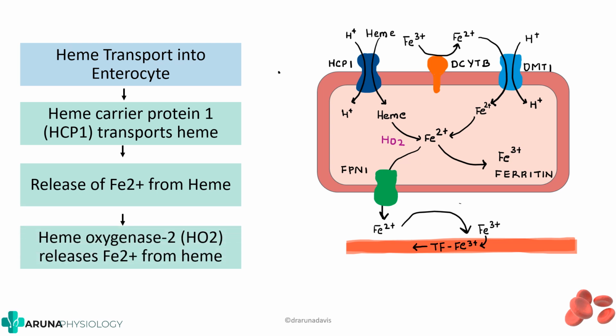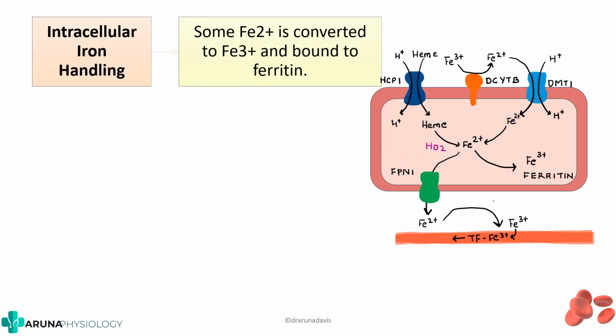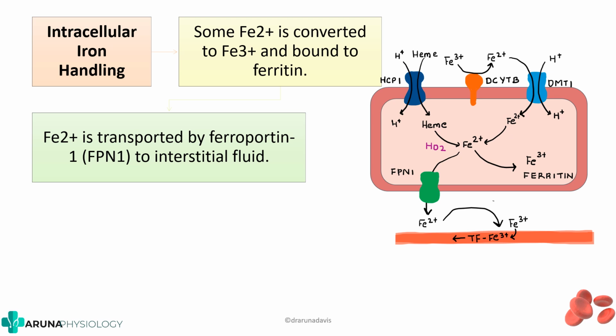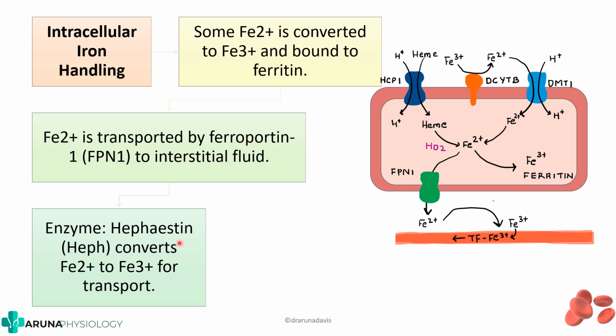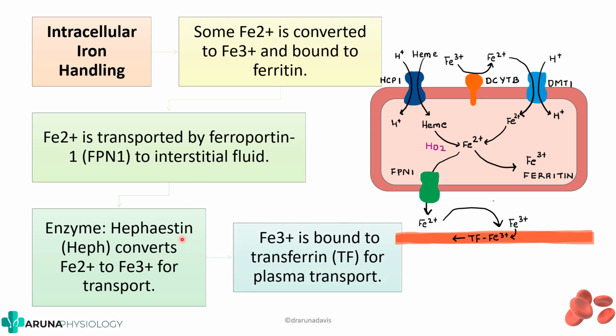So now iron is present inside the enterocyte in the ferrous form, of which some of it is stored as ferritin in the form of ferric ion, while others are transported outside the enterocyte by means of a protein called ferroportin 1. And once the ferrous ion is outside the enterocyte, it has to be converted back to ferric, which is done by hephaestin, and then it is transported inside the plasma bound to transferrin.